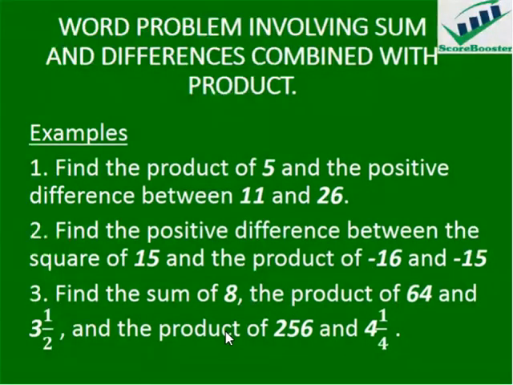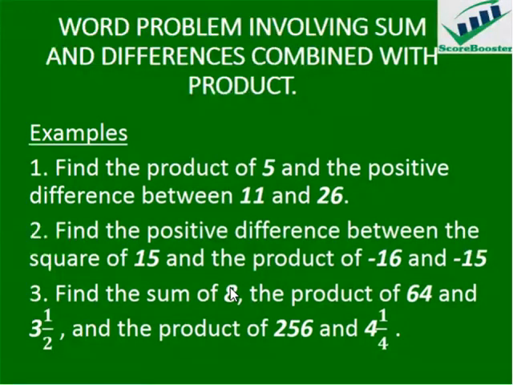You get a particular value for the product of 256 and 4/1/4, and then you add them together and then you add them to 8. That is what the problem is talking about. The first thing you do is to interpret your problem. What is this particular statement talking about?